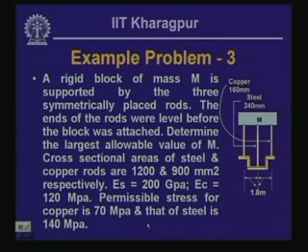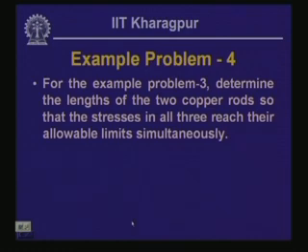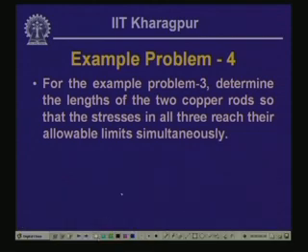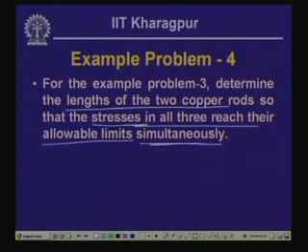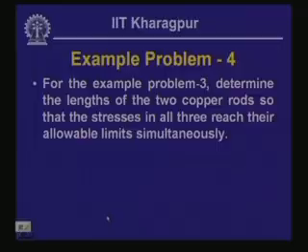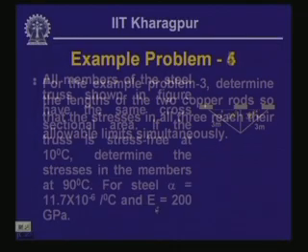Well, then we have another problem, which is similar to the previous one. What we have to do is determine the lengths of the two copper rods so that stresses in all three reach their allowable limit simultaneously. In this case we are allowing the stresses in the bars to reach their limiting values simultaneously, so what should be the length of the copper rods? This is given to you, you solve it. Next time we will discuss this particular problem.